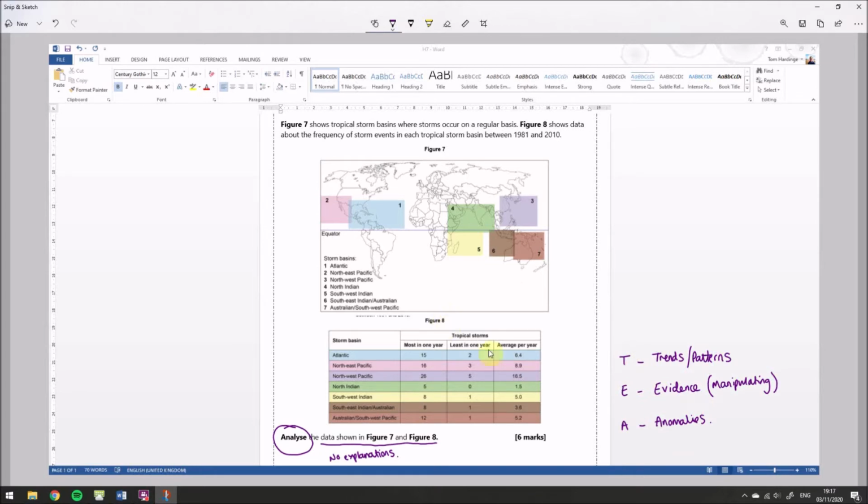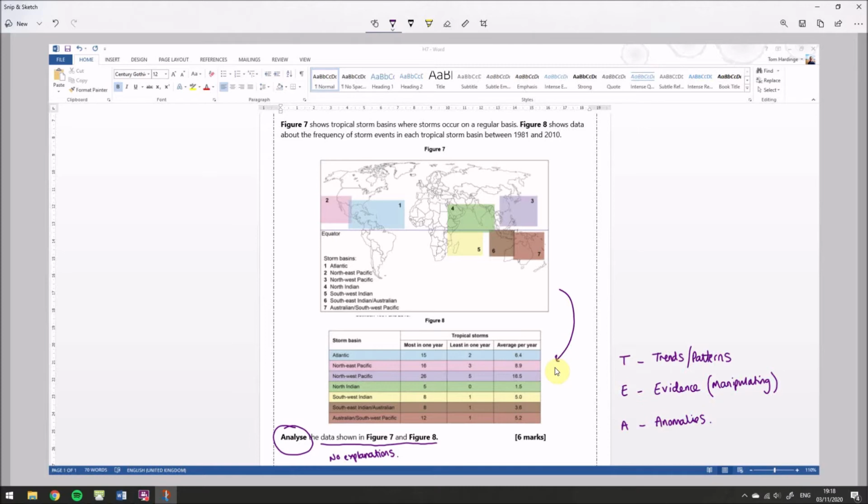Looking specifically at this question then, because this format applies to all of these 6-mark analyse questions. If we have a look, it's giving us some information here. So figure 7 shows tropical storm basins where storms occur on a regular basis. It's simply really a way of us understanding the locations of the areas that it mentions down here. Okay, so area 1, for example, the Atlantic, it shows us where that is on the map, the Northeast Pacific, the Northwest Pacific, and so on. So this is helping us to understand this pattern here.